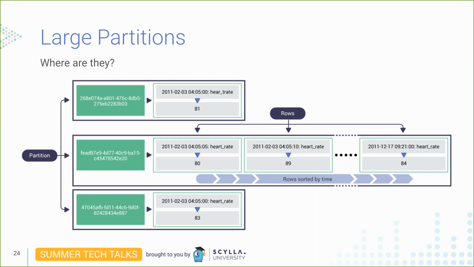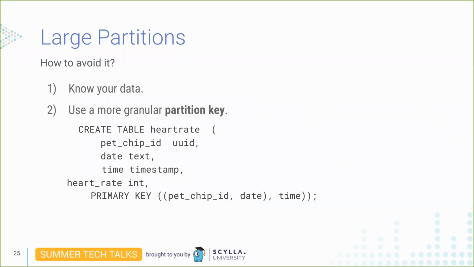So how to avoid it? First, it's very important to know your data and how it behaves. Second, it's common to increase granularity by adding more columns to the partition key. In this example, we have our heart rate table, and we added dates to the primary key. So our partition is actually not only by patch IDs, but also by days. This makes partitions smaller and easier to manage.